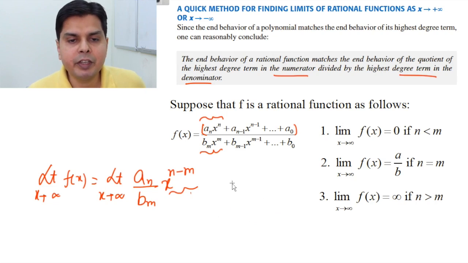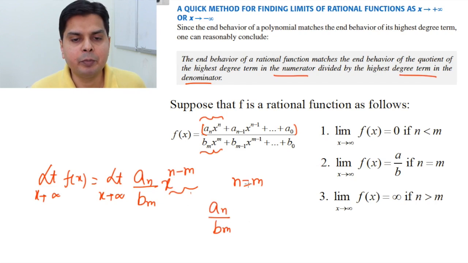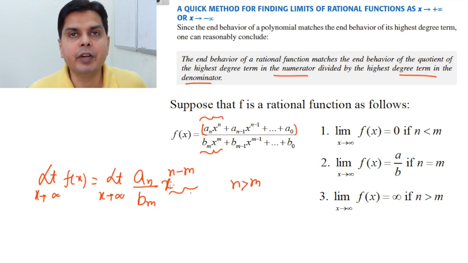Case number 2: if n is equal to m, then this will be x to the power 0. Any number however large, if it is to the power 0, will be 1. So the limit will become an by bm. This is the second case. And the third case: if n is greater than m, then this will go to infinity as x tends to infinity.